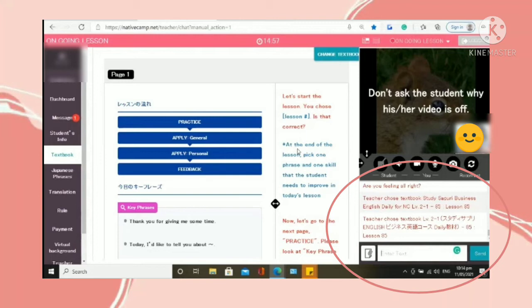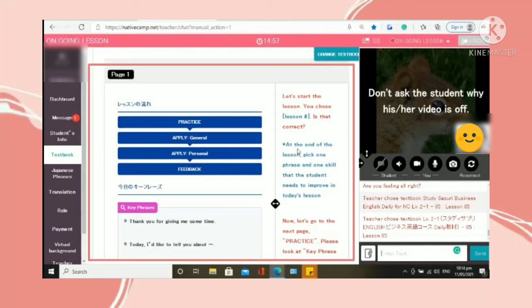It would be really helpful if you know where the name is located, because I think we would all agree that there are some Japanese names that are difficult to understand, right? And so we would be able to address the student. And here you would be able to see the textbook that the student chose.